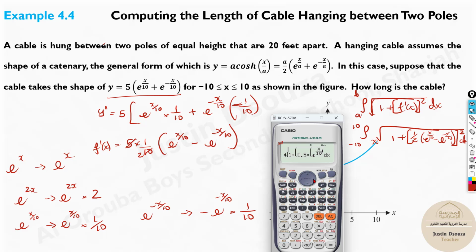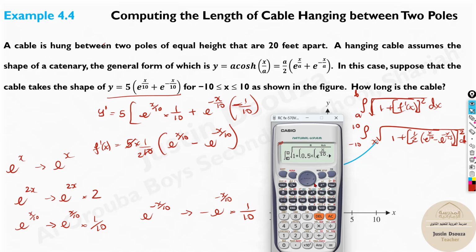And over here, write minus sign, shift e to the power alpha x by 10. But I forgot to write the negative sign over here. It's minus, and close the bracket. Go down now, close the bracket. And we need to close one more bracket and now square it up.